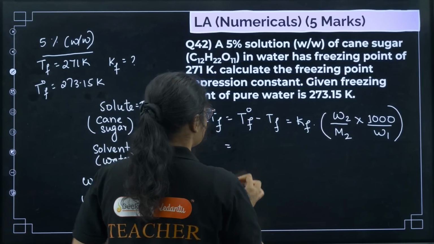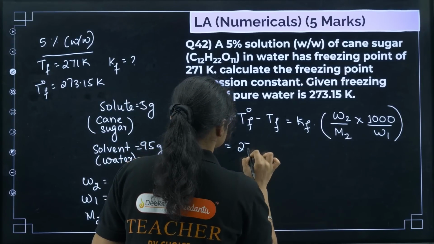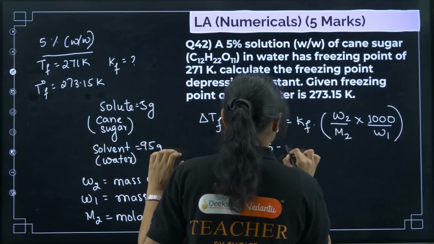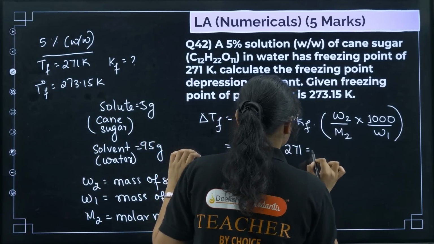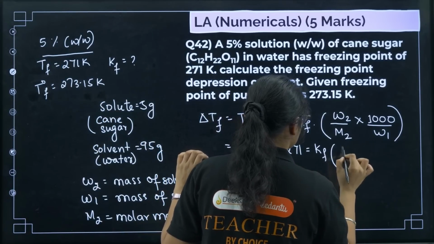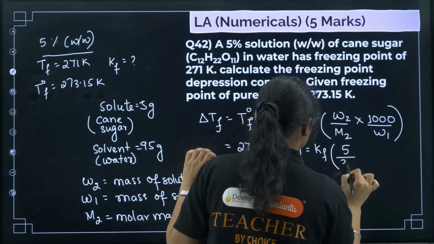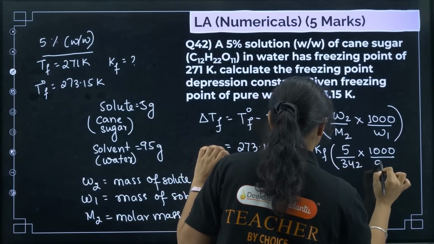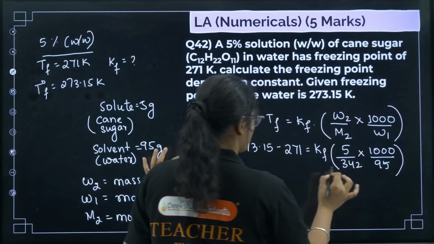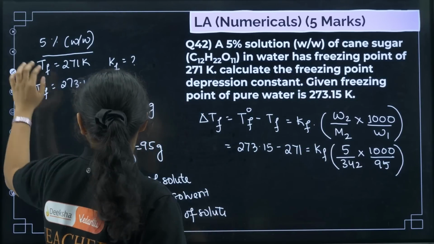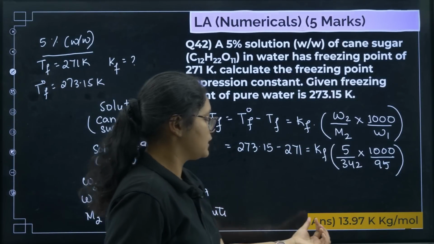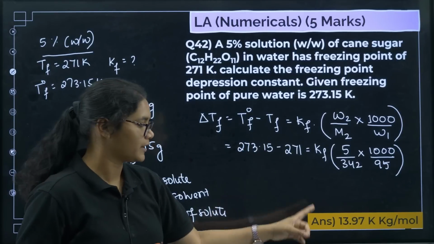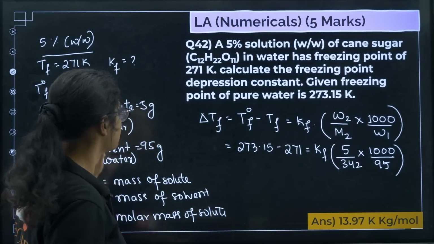Now let us substitute. T naught value is 273.15, TF value is 271, equal to KF into W2 which is 5 gram, 342 gram into 1000 by 95. So you have to solve this, put it in the calculator and find the value of KF. You will be getting around 13.97. Please check the calculation and let me know if you are getting this answer or not.